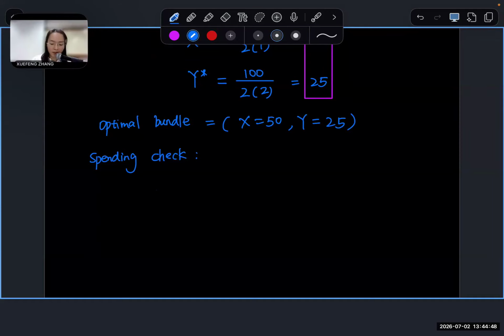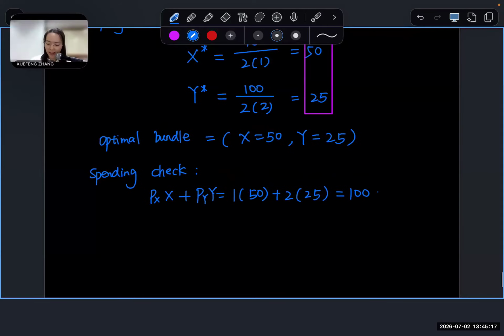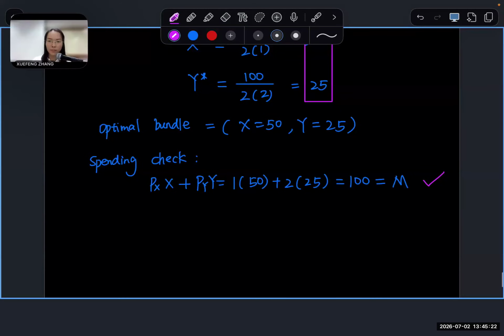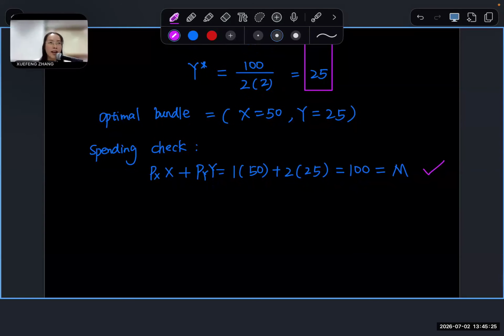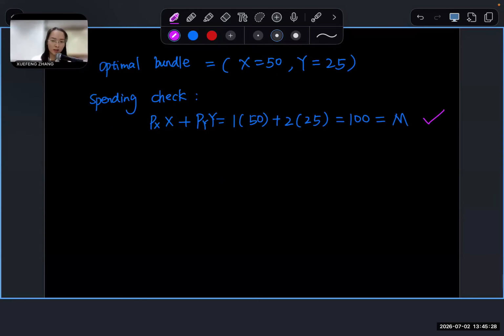Because our budget constraint is px times x plus py times y equals, so let's plug numbers. Price of x is 1 and x we have 50, plus price of y is 2 and the amount of y is 25. Here equals what? Equals 100. Exactly our income, right? That means this is correct. Next question, find MRS. Still remember the formula of MRS?